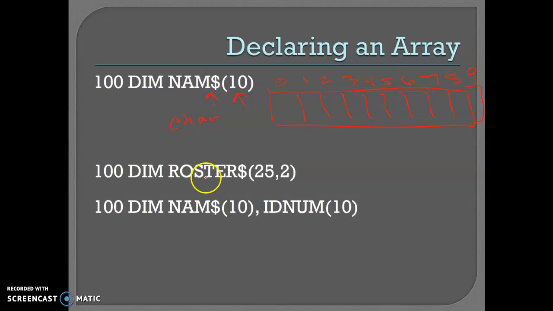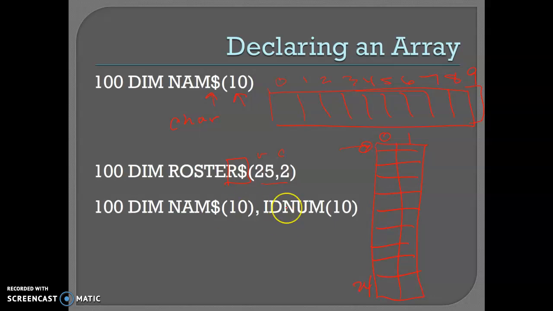Here we're creating a two-dimensional array. It has a row and a column. So it's going to have 25 rows, remembering that rows go across, so this would go 0 to 24, and it has two columns, column 0, column 1. So it would look something like this in memory. This one holds all characters because of the dollar sign.